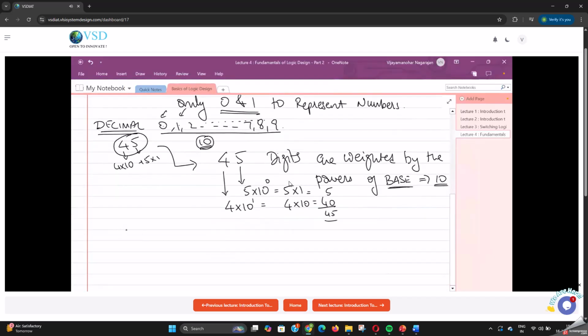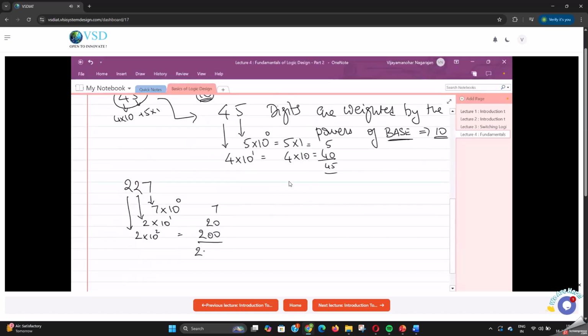Similarly, if you take a number, say 227, this 7 is weighted by 10 power 0, this 2 is weighted by 10 power 1, and this 2 is weighted by 10 power 2. So when you sum it, you get 227. So the digits are weighted by the powers of the base.